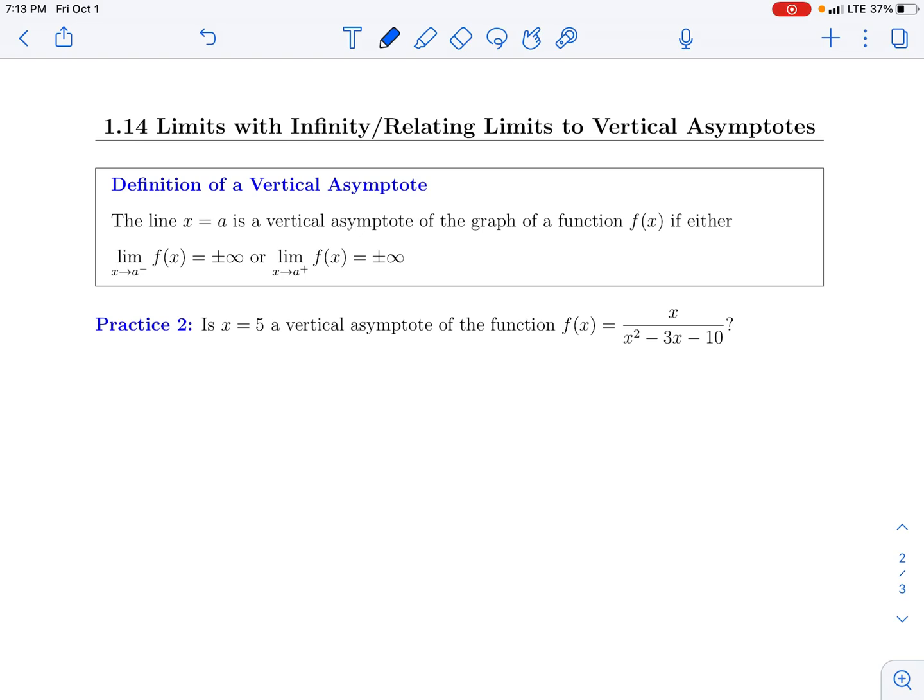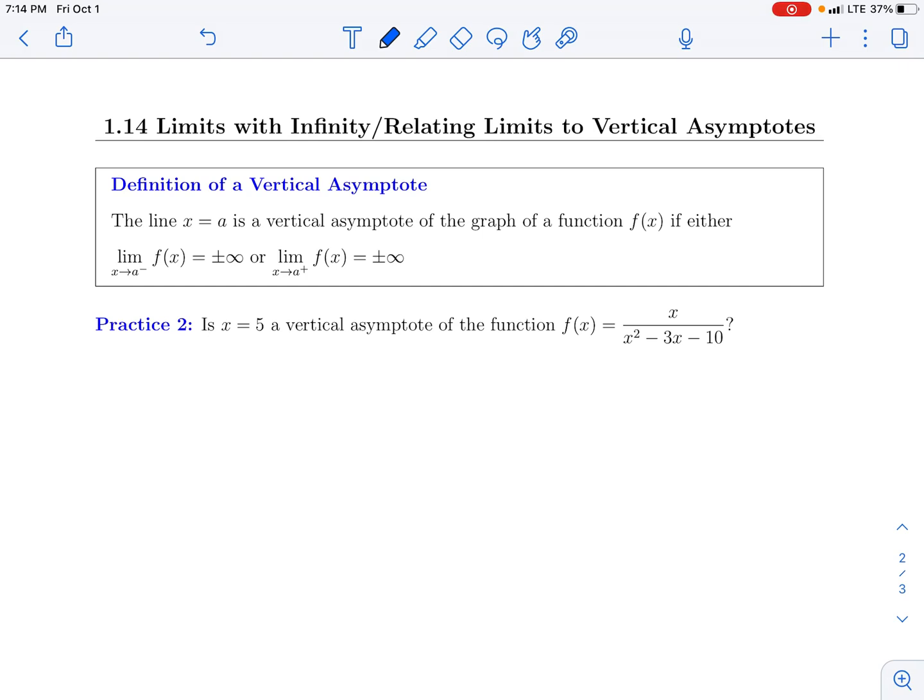So here it's asking me, is x equal to 5 a vertical asymptote of the function f of x? Of course, using pre-calculus you could try to figure this out, right? By making sure it's simplified, setting your denominator equal to 0 and solving for x, and you would get those asymptotes. But how would I do this using calculus? So we need to look at the formal definition.